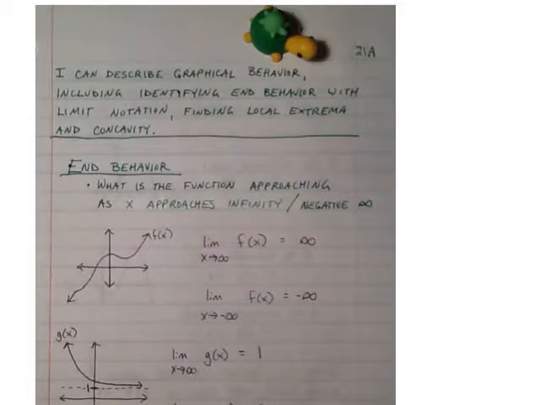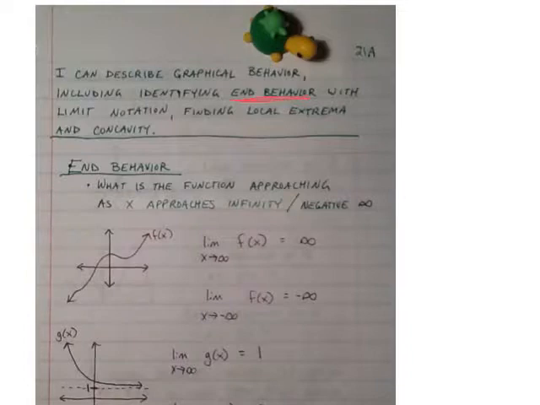Alright, we'll start our notes on page 21A. And rather than getting into the technical definition of all of these, I just wanted to show you examples of what each thing is. So the first one we have is end behavior. And end behavior is what exactly the graph is doing at the end.